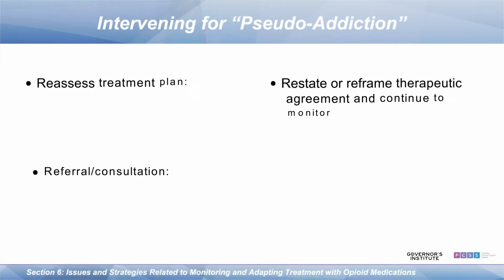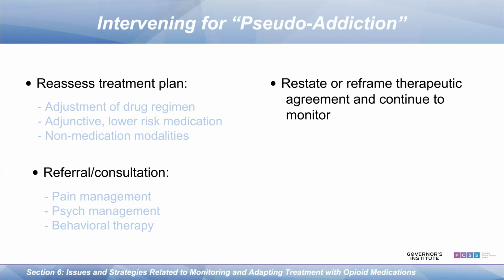This was sometimes referred to as pseudo-addiction because the behaviors, running out of medication early, asking for additional refills, using other people's medications, going to multiple doctors, making frequent visits to the emergency department, looked to clinicians like addictive behaviors and were often labeled as such: overusers, doctor shoppers, etc.